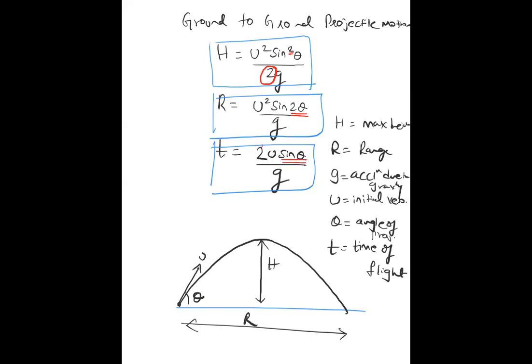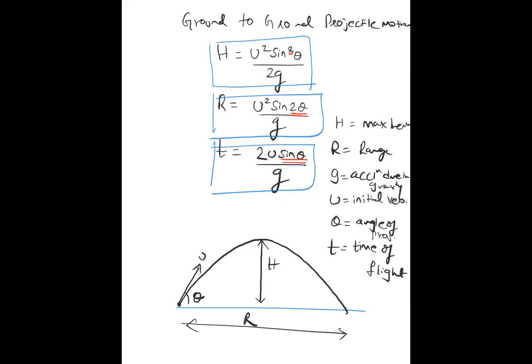Here there is a 2 in the numerator, but what is common in all three is that g is there in all three. So all the formulas are different, but still you have to remember them. How can you remember? By saying it again and again. Like h equals u square sine square theta by 2g, r equals u square sine 2 theta by g, t equals 2u sine theta by g. Like that, saying it again and again, you will remember it. Or remember the difference between the three, then you can also remember it easily.